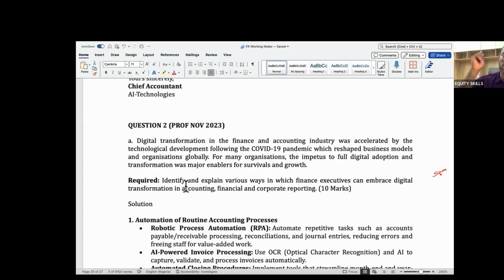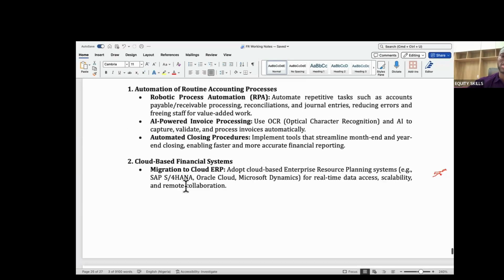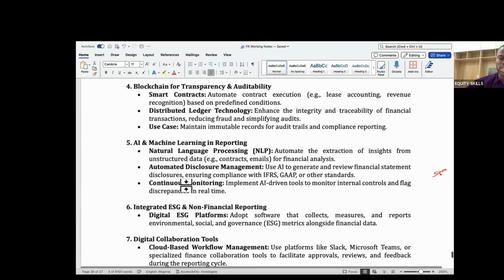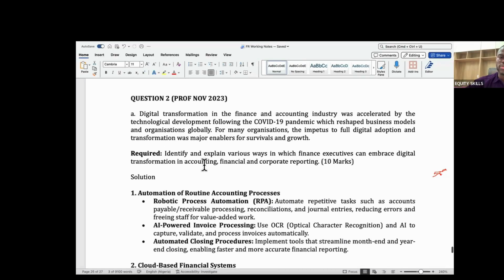I talked about transaction recording and processing. I talked about reporting and presentation. I talked about auditing. I talked about financial and non-financial reporting and ESG reporting. And those other areas: data management and storage, data analysis and business intelligence. These are areas, and I even mentioned additional areas in which finance executives can embrace digital transformation.